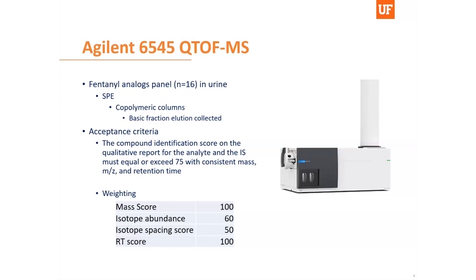For data analysis, our acceptance criteria is that the compound identification score on the qualitative report for the analyte and internal standard must equal or exceed 75 with consistent mass to charge ratio and retention time. Additionally, the weighting we use is 100% on the mass score, 60% isotope abundance, 50% on the isotope spacing, and 100% on the retention time.